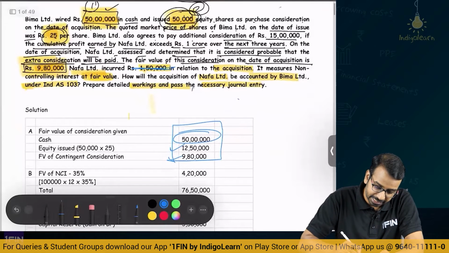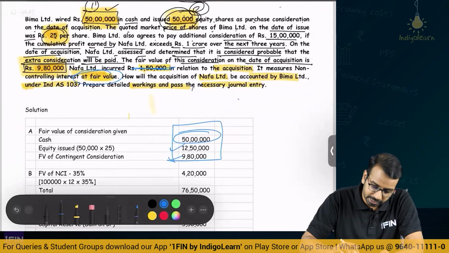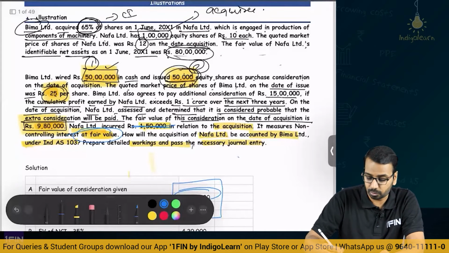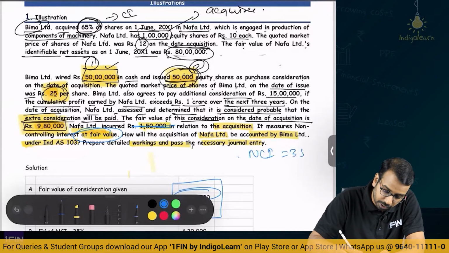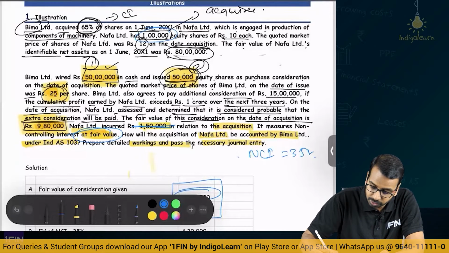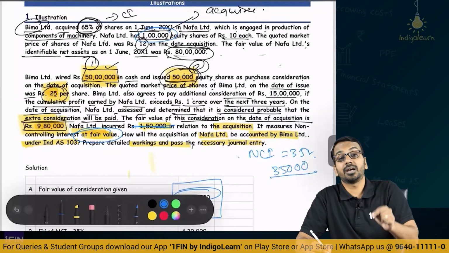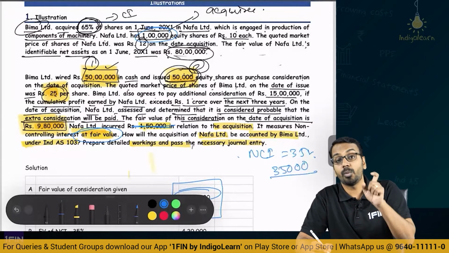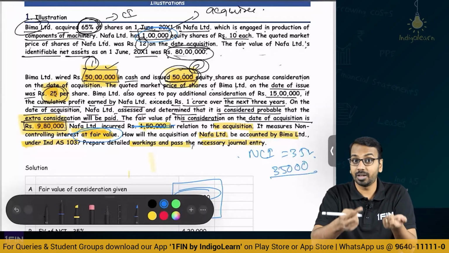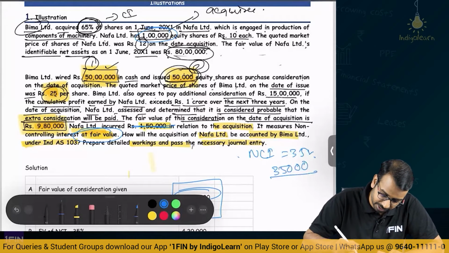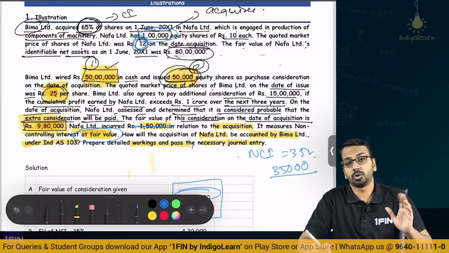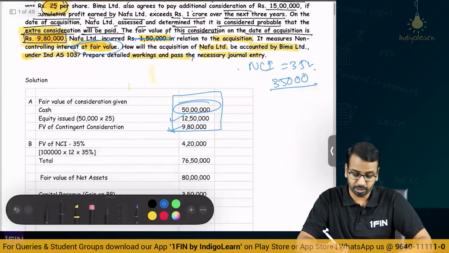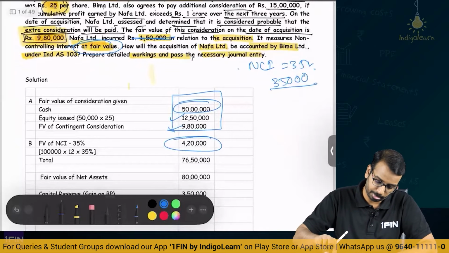Second, they have said NCI at fair value. So, what is NCI? 65% is controlling, means NCI is 35%. 35% of what? 1 lakh. They have 35,000 shares. Now, they have not given us the fair value number, but indirectly we can compute. What is the fair value of NCI? Fair value of NCI in this case is considering 12 rupees per share. 12 into 35,000, 12 3s are 36, 12 5s are 60, 4,20,000. So, NCI is 4,20,000.